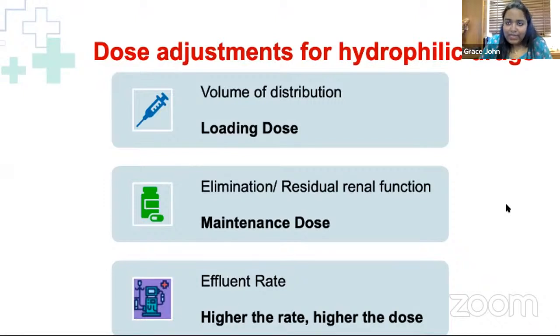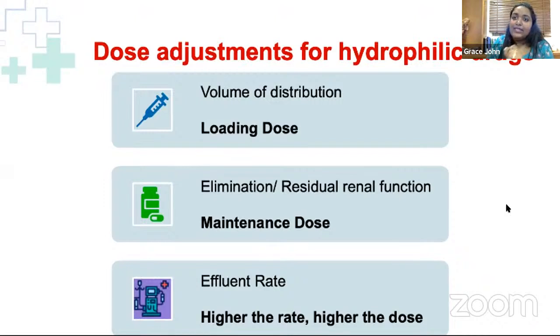So whenever you have a drug that requires a loading dose, you remember what kind of patient you are having. Is it a hyperdynamic patient who is going to have a higher volume of distribution? You have to give that loading dose. And what is the other thing? Like I said, if the patient is going to undergo RRT, definitely elimination is going to be on the good side. Therefore, you have to make sure that you give the sufficient maintenance dose.